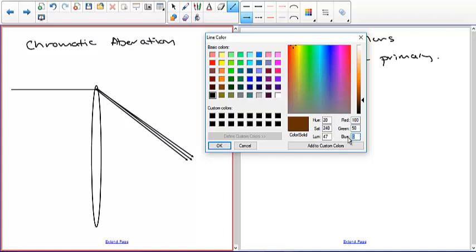maybe 98 for blue. So that's the color it comes out as. Oh, I put 255. No wonder it was so blue. I was like, what happened? 98 for blue. So it's kind of a purplish.